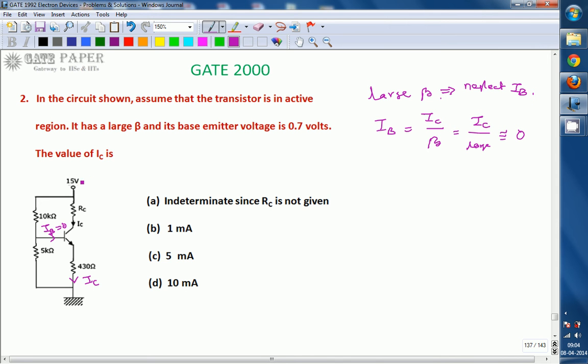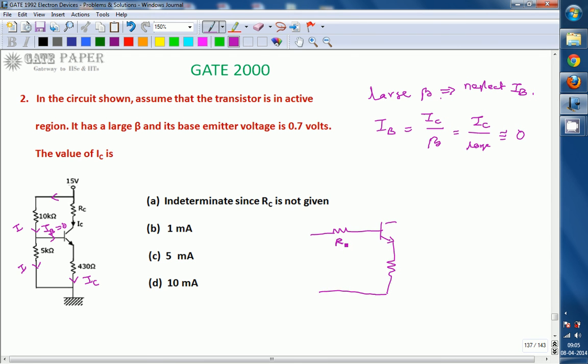Since the base current is 0, the current supplied by 15 volts flows through the 10 kilo ohms in the left branch, and the same current flows through the 5 kilo ohms. Let us assume the current flowing through this is I. So the current I flows in both the 10 kilo ohms and 5 kilo ohms resistors. Now you can apply the voltage divider rule to calculate the voltage at the base, so the circuit is simplified this way. This is the simplified circuit we get.